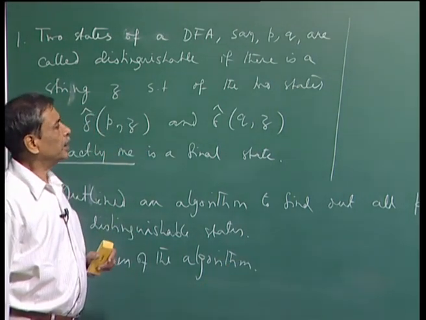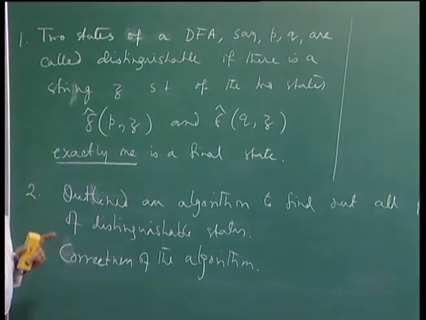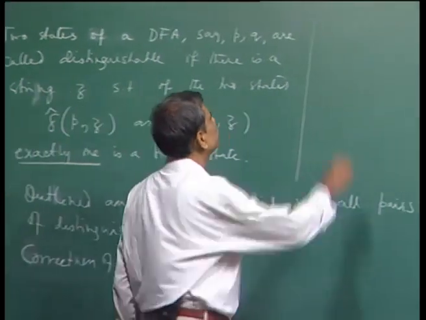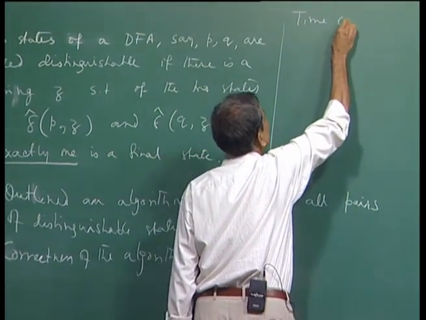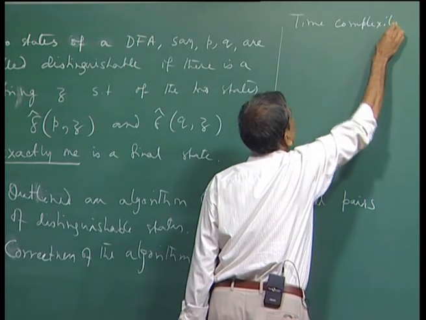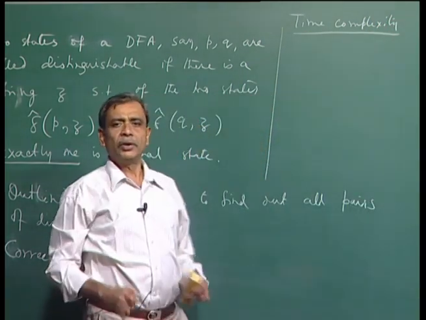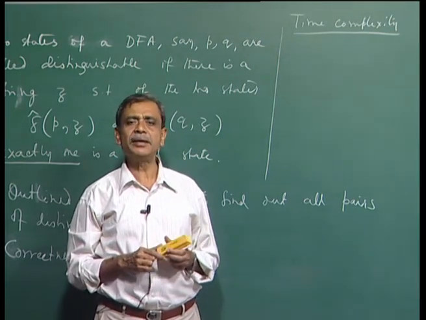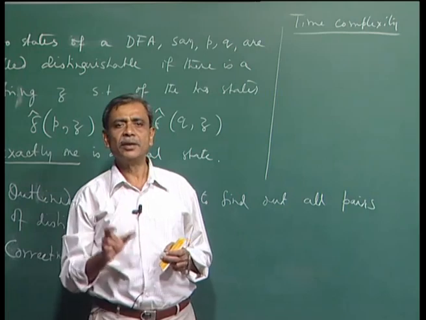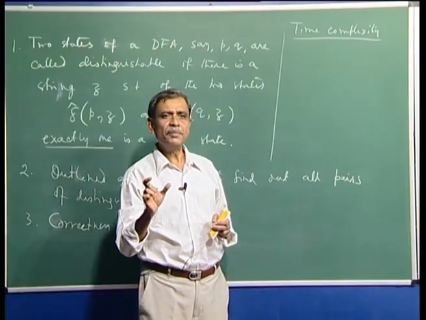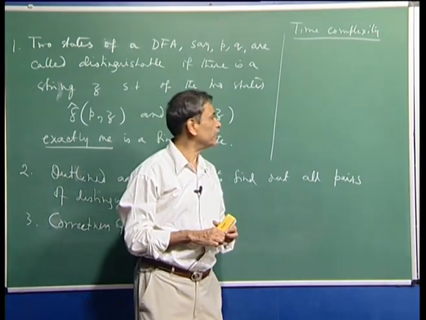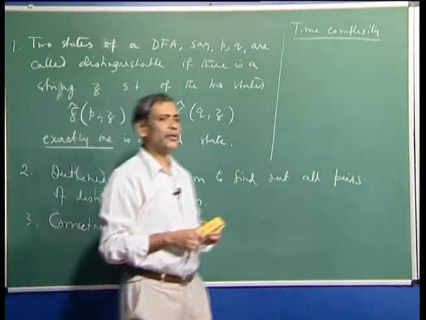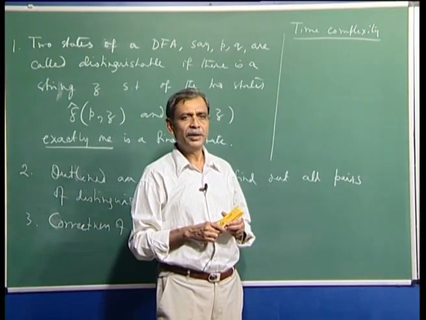Today, let us begin by considering the time complexity of the algorithm that we had outlined earlier. So, you recall the algorithm, what it did? We are talking of time complexity. First of all, there was an initialization phase in which any pair in which one state is a final state and the other is not a final state, such pairs we called distinguishable, and they are of course distinguishable because the Z there is just epsilon.